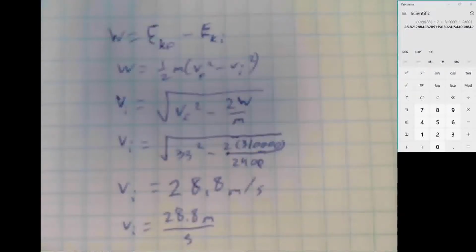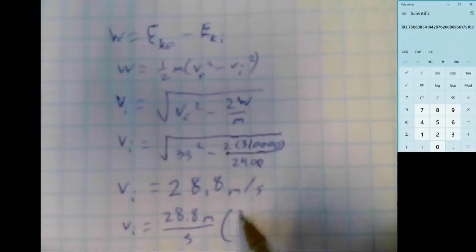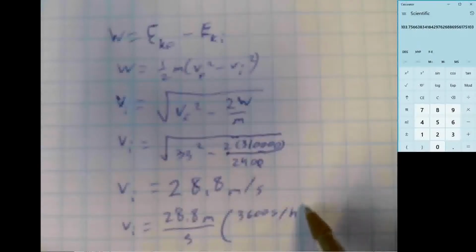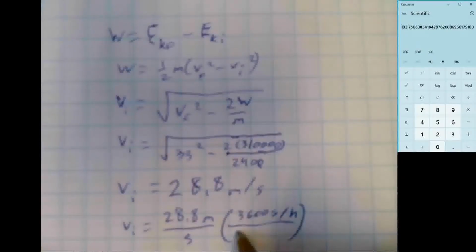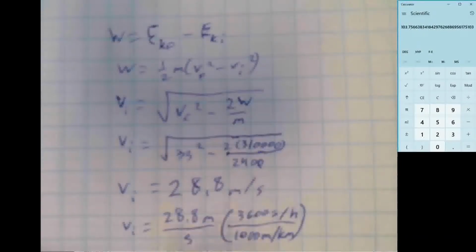And then I need to change those meters into kilometers, so I need to divide by 1,000. Then I need to multiply by the amount of seconds in an hour, which is 3,600. So this is 3600 seconds per hour. And this is 1,000 meters per kilometer.